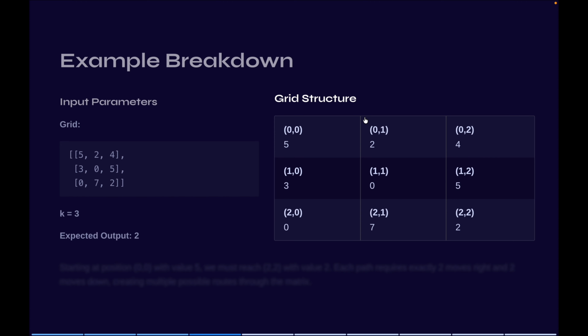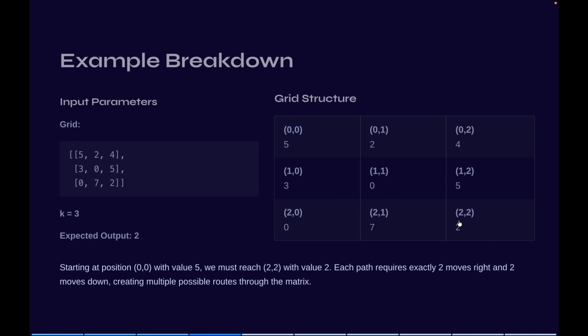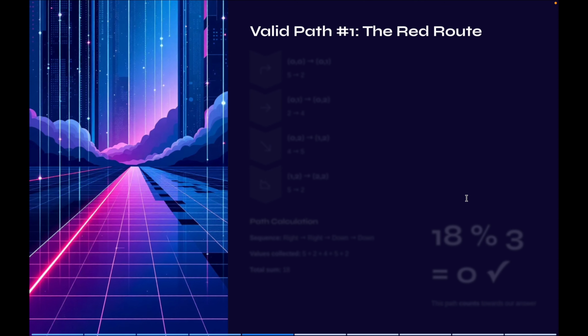So it starts at 0 0 and it will go to 2 2, but you need to find all those paths whose sum is divisible by k. So if you start at 0 0, whose value is 5, you have to reach 2 2 right here, where the value is 2. Each path requires exactly 4 moves, either right or down, so it will create multiple possible routes through the matrix, correct?